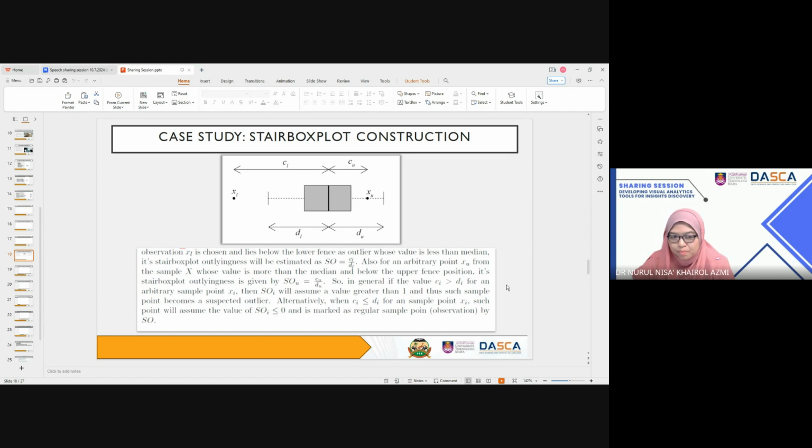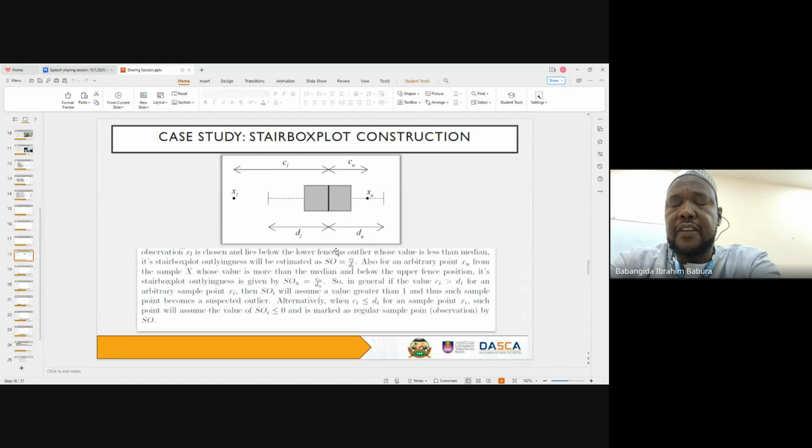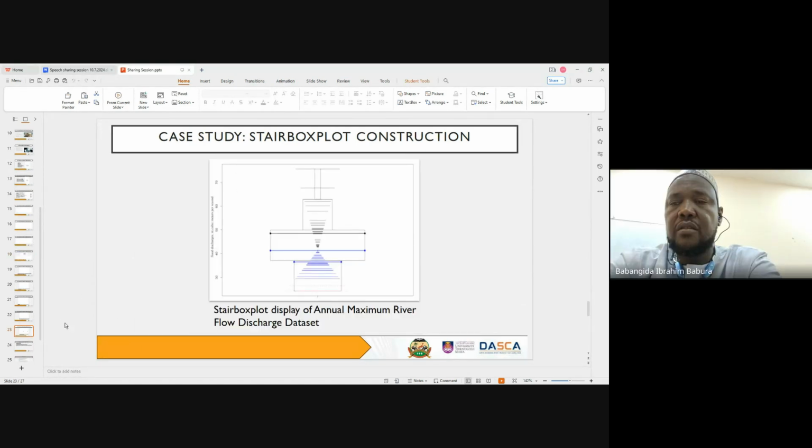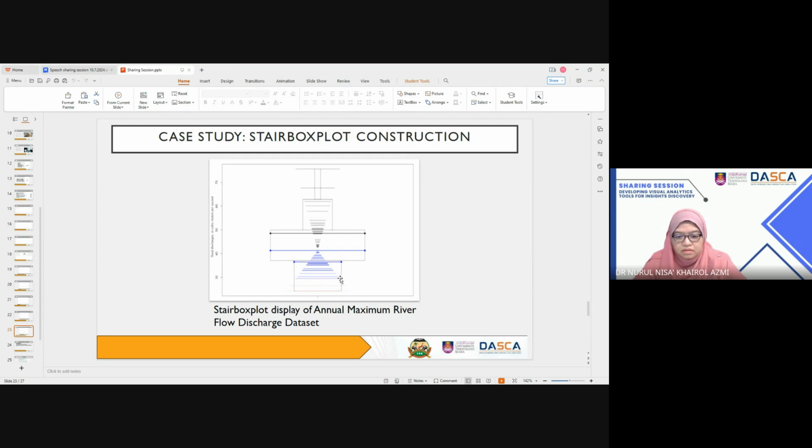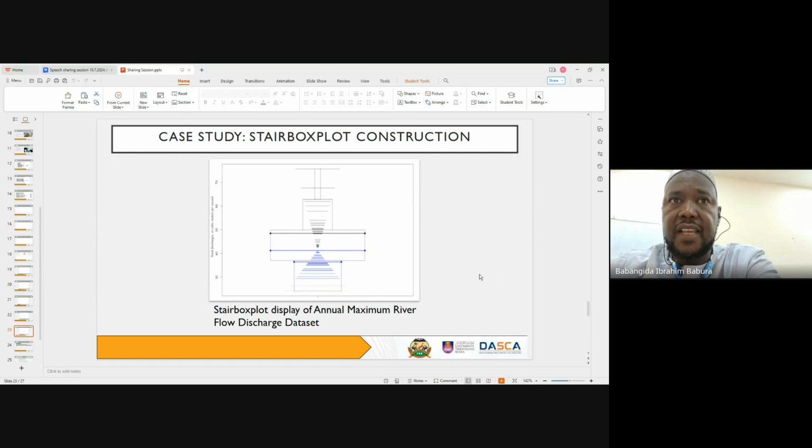Yeah. Actually, the stair box plot is one of the data visualizations which is very good at identifying the distribution, or the shape of the distribution, of the data. So in this case, Dr. Baba, is it extreme value data you visualized in your paper with the stair box plot? Yeah, this is extreme data, annual maximum data. Yeah, it's extreme data.